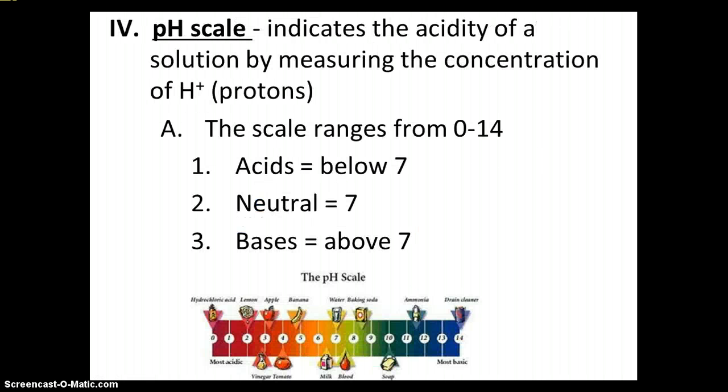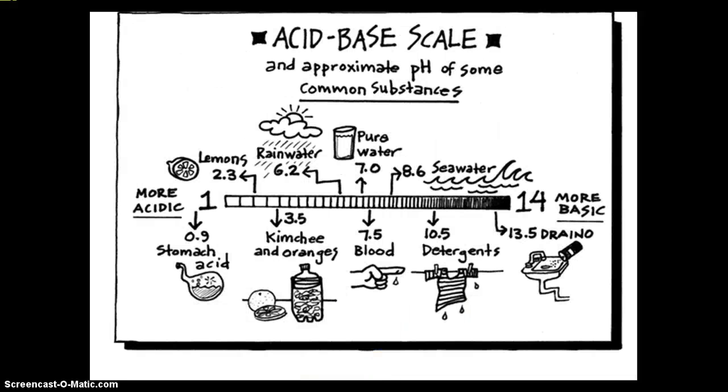The pH scale indicates the acidity of a solution by measuring the concentration of hydrogen protons. The scale ranges from 0 to 14. Your acids are below 7, your neutral is straight at 7, and bases are above 7. And you would have drawn a picture of the pH scale in your notes already. The acid-base scale, you don't have to draw this, but here are some examples you can see and even add more to your picture that you already drew.